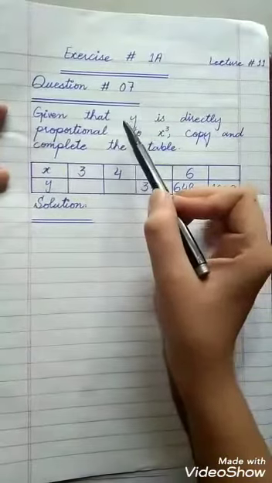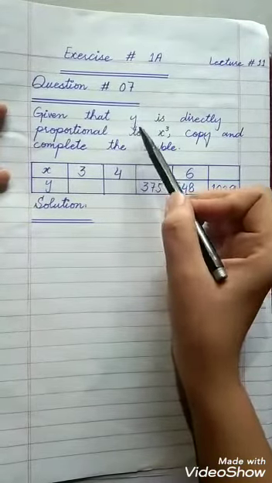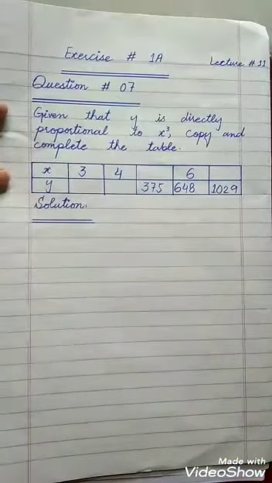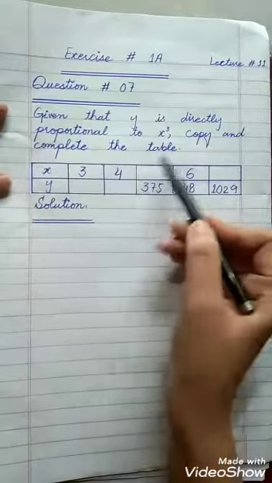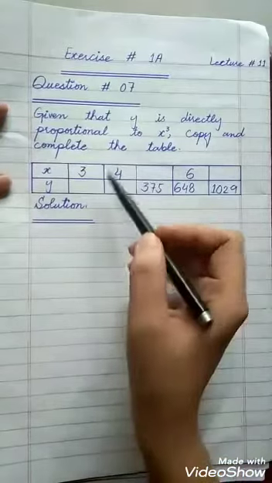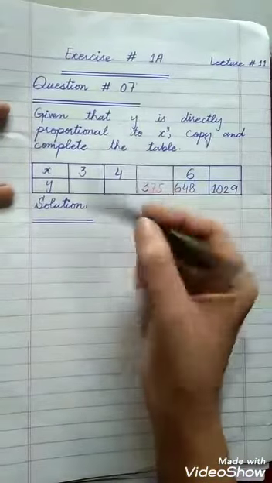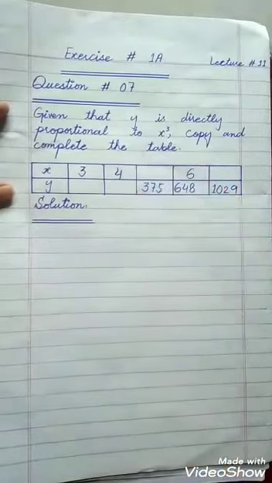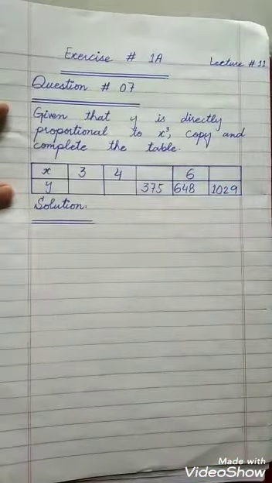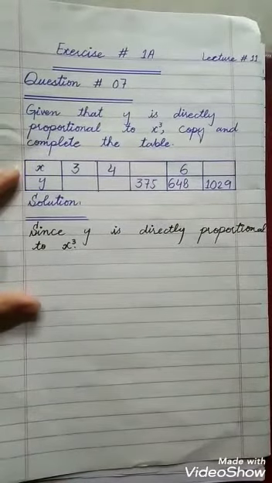The relation is given. What relation is there? That y is directly proportional to x cube. Then we have to copy and complete the table. We have to complete the table by using this relation. Y is directly proportional to x cube.